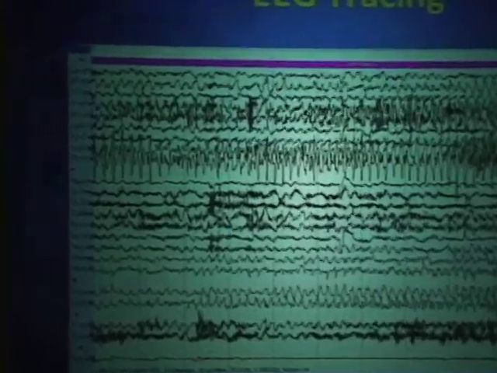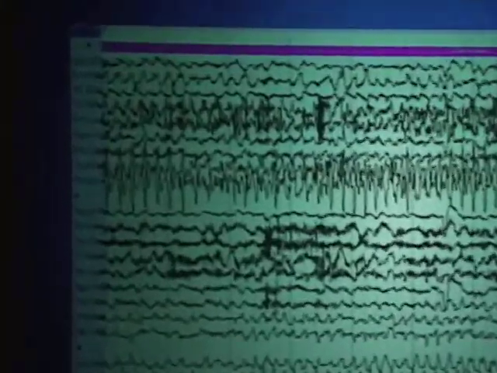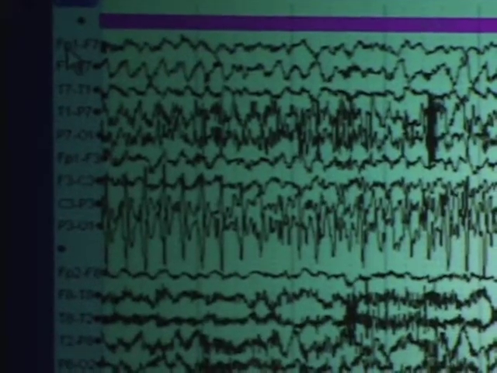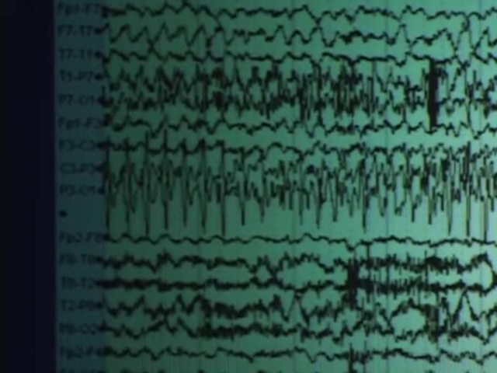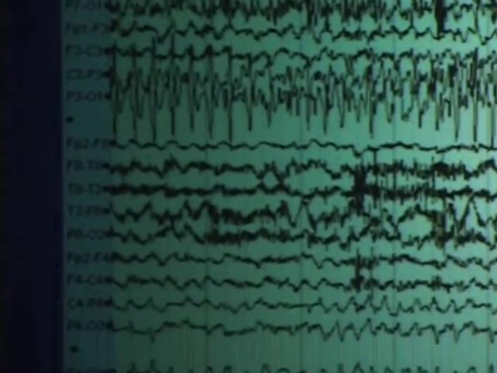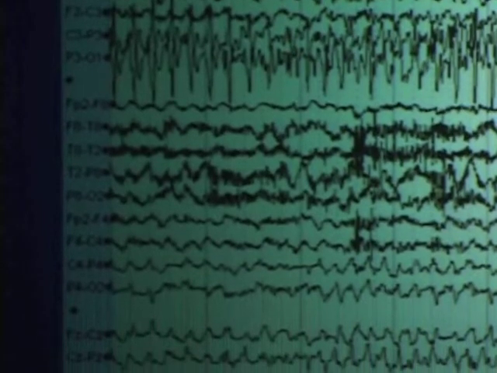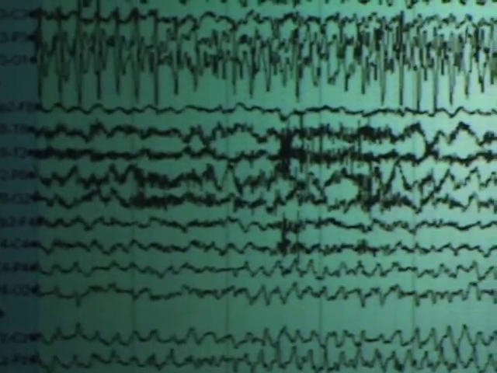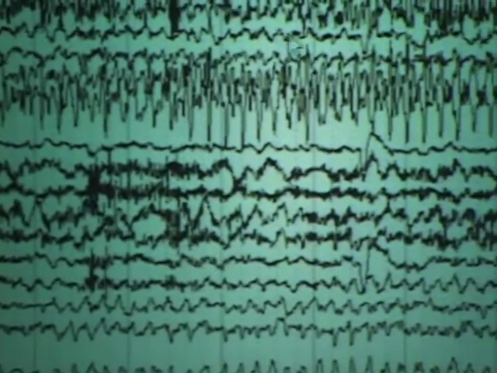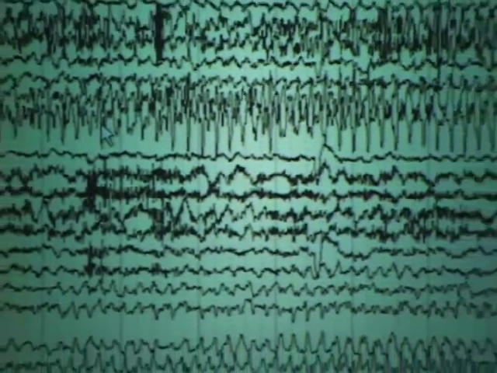Odd numbers are from the left side of the brain. The even numbers are from the right side. And the F for the frontal, T for the temporal, O for the occipital, C for the central, so we know where it's coming from. And on this EEG, you can see that this looks a lot sharper, more chaotic than this side. So this is an example of a seizure coming from the left parietal region.